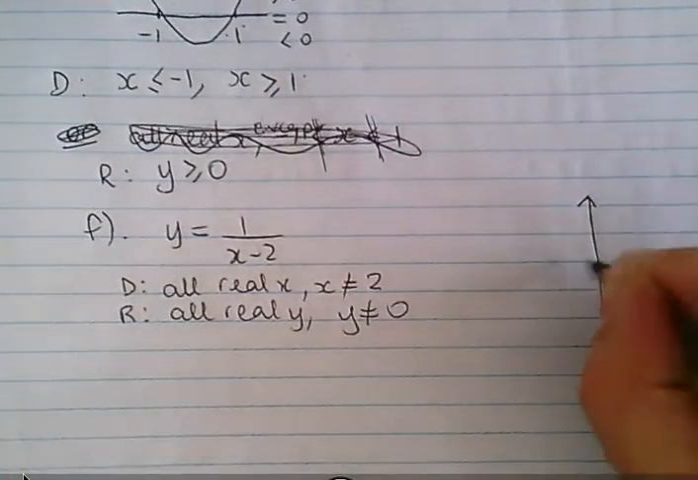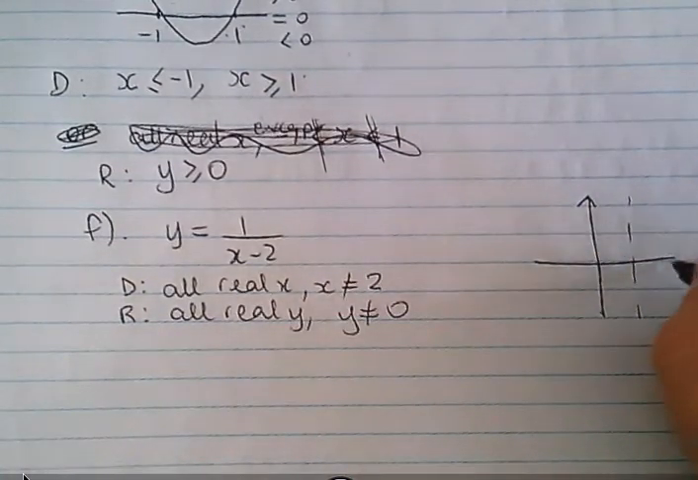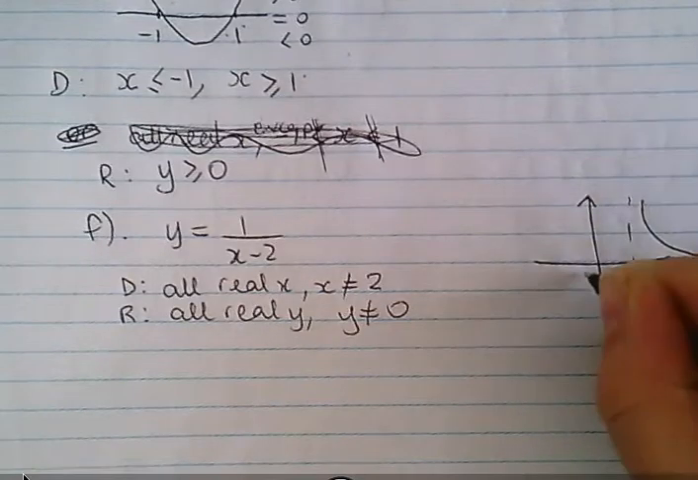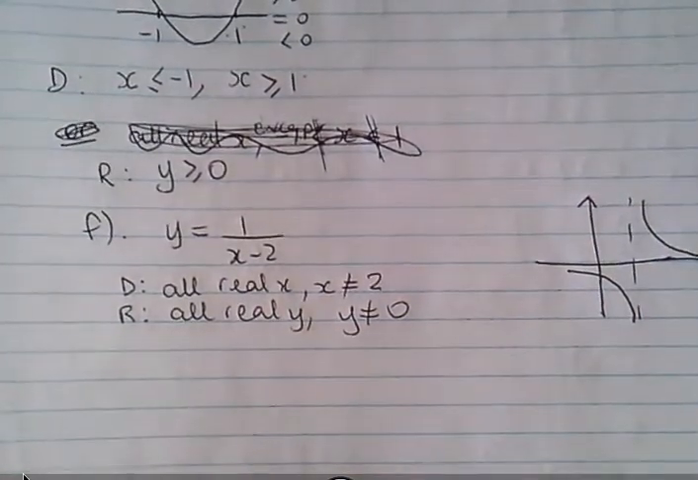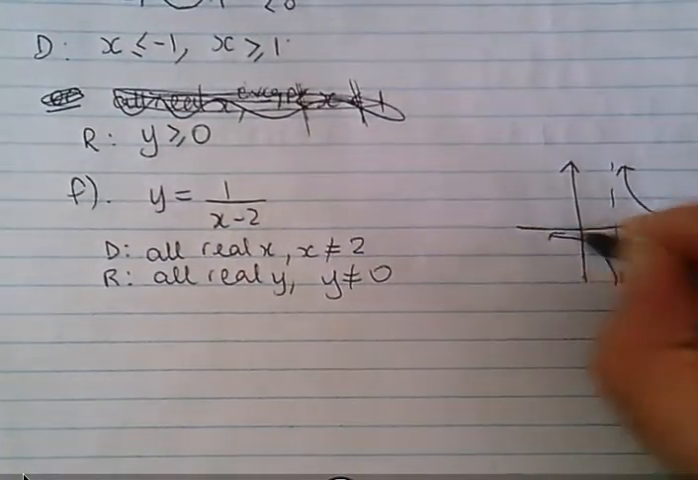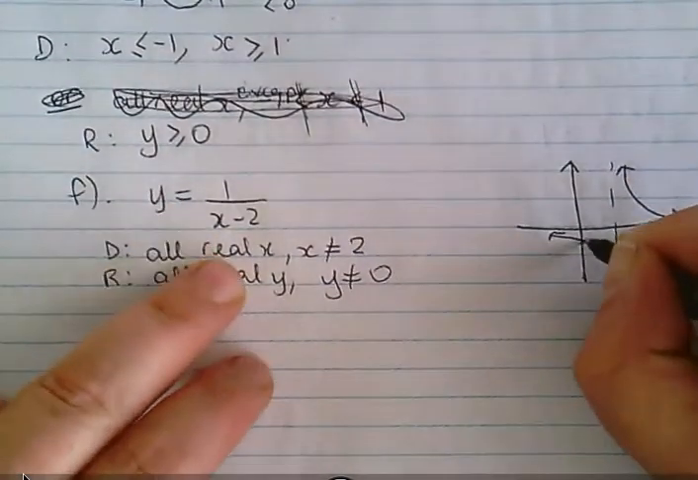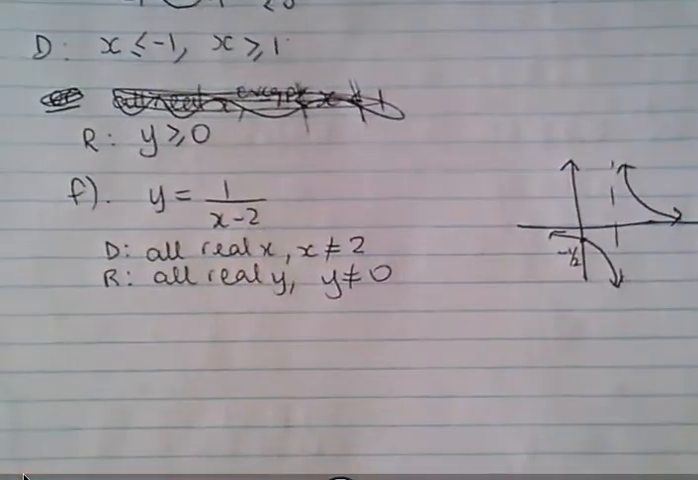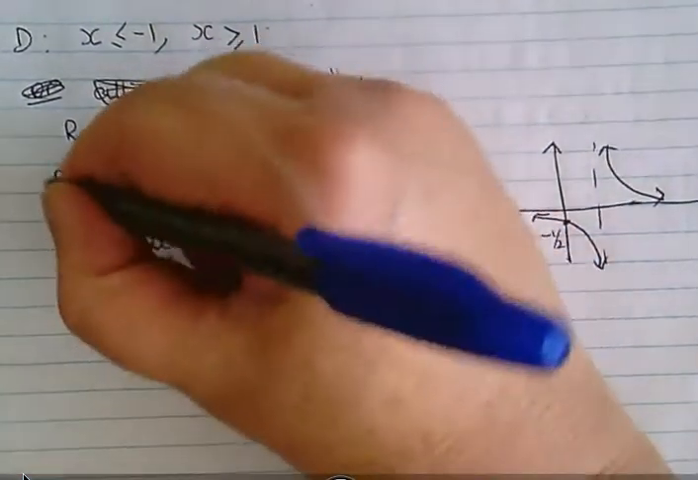And it is a hyperbola shifted 2 units to the right, and it's in quadrants 1 and 3. That's where it would be. That's what it looks like. Make sure you put arrows, and of course you would plot a point. When x is 0, this is -1/2. Okay, we'll keep going. G.